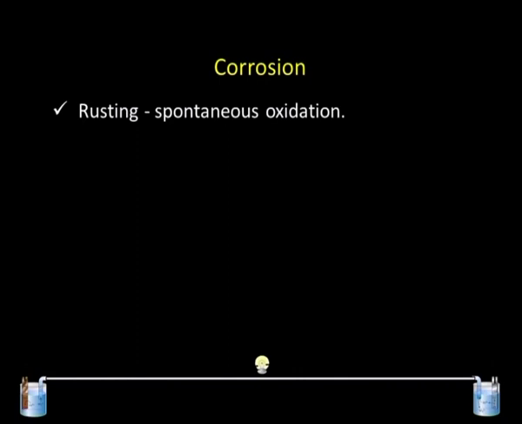We must remember at this stage that solutions having pH lesser than 7 are acidic, and solutions having pH greater than 7 are basic in nature. Let us now come to corrosion, which is a big problem because rusting, which is spontaneous oxidation, causes damage of billions of dollars every year in the world.